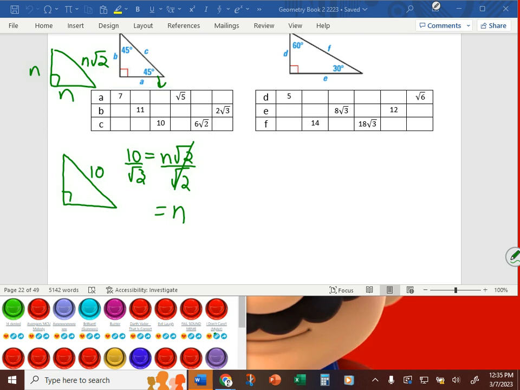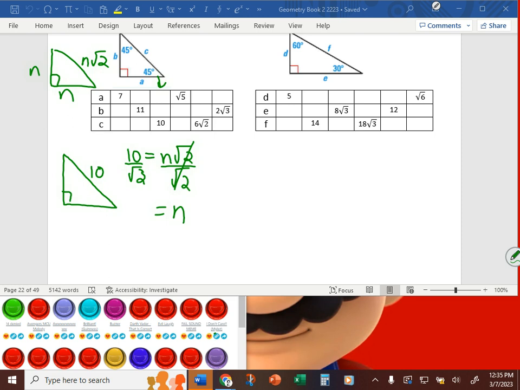Okay? Now it's not root 5, because remember back to our rules for roots. Why is it not root 5? 10 divided by 1.4, it's 3 root 2. Why can't we say this is root 5 here?